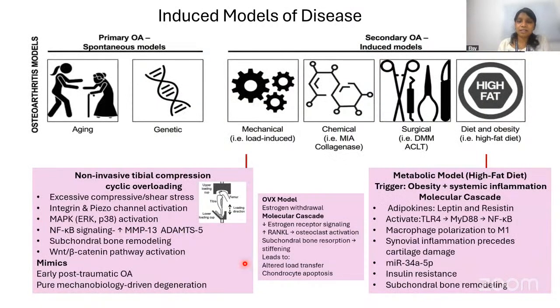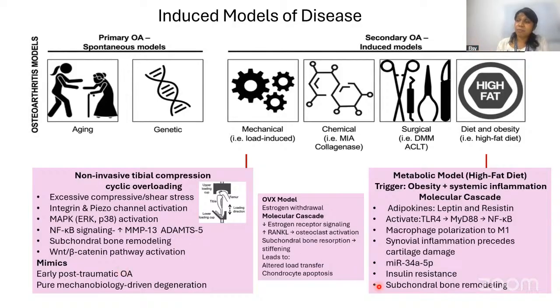Just to complete this, what are the other models available? We have a non-invasive tibial compression cyclic model where you can actually apply a load, and we know that will cause activation of the primary NF-kappa B signaling, increasing these degrading enzymes, and therefore causing bone remodeling and therefore affecting the cartilage. It does mimic post-traumatic OA, but it is purely mechanobiologically driven.